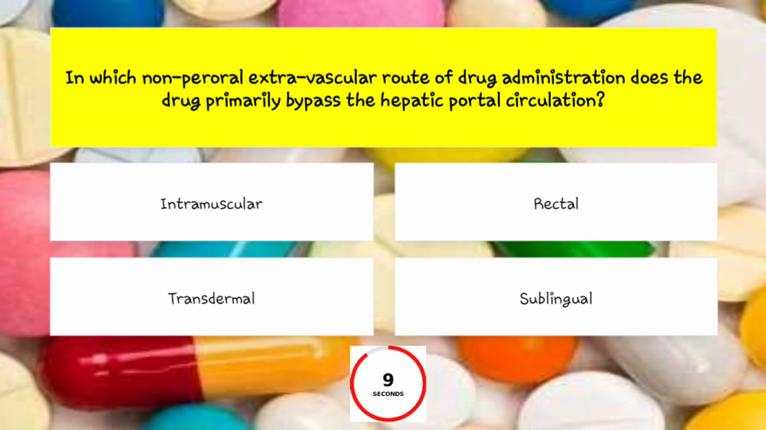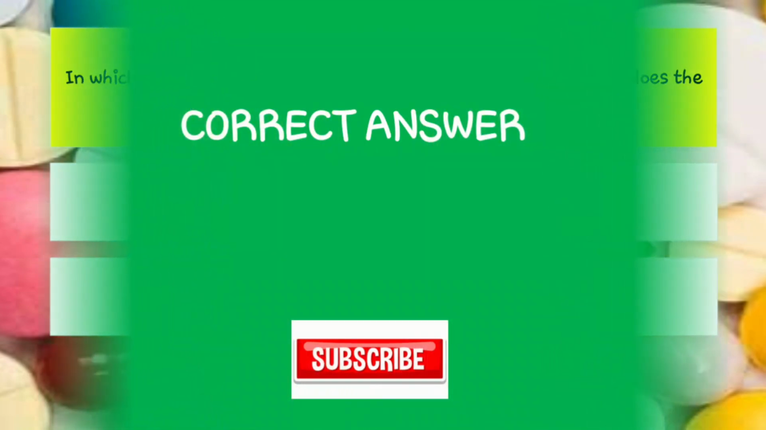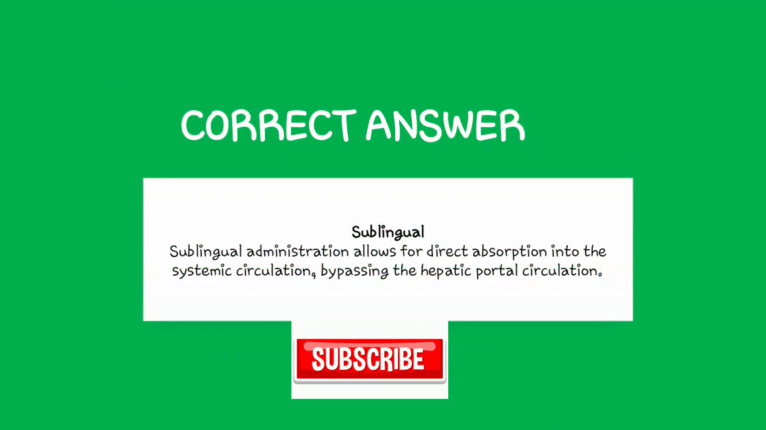Stop. The correct answer for this question is sublingual. Okay, so sublingual administration allows for direct absorption into the systemic circulation, bypassing the hepatic portal circulation.